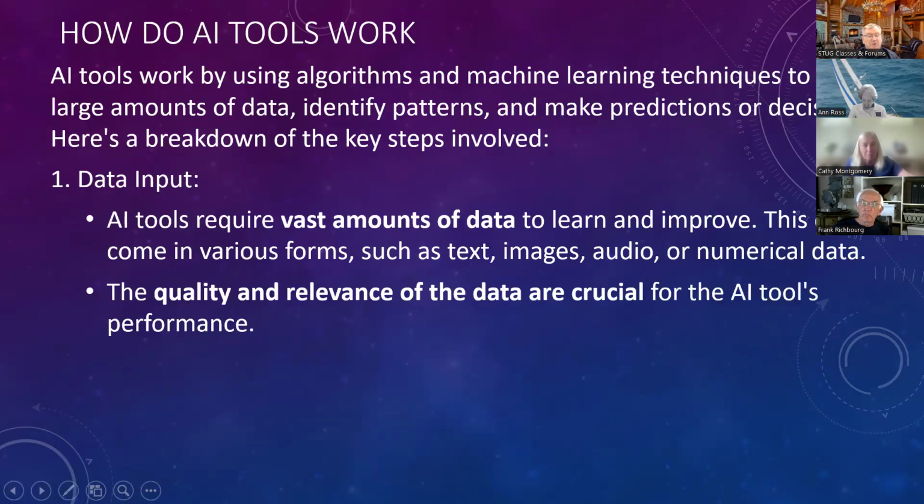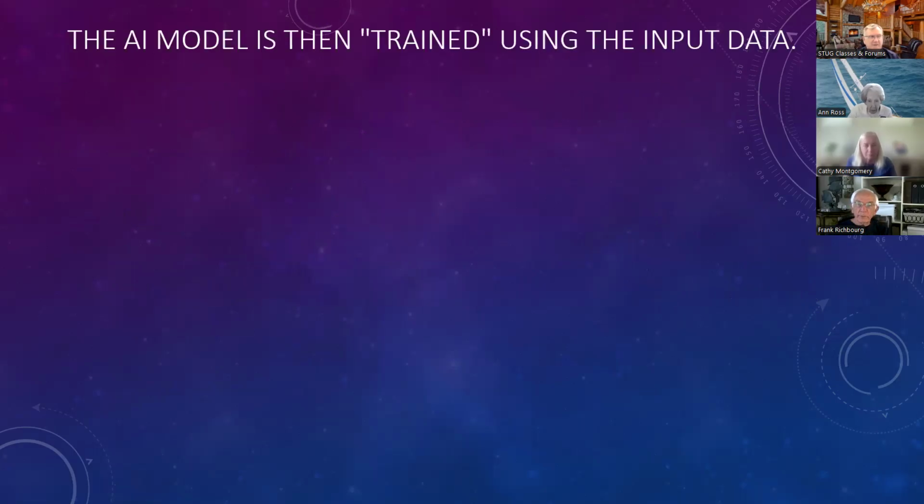Think about all the data that's on the internet. That's what it's trying to get. The quality and relevance of the data are critical for the AI tool's performance. The more data it gets, the better the AI tool is. So you don't see it gathering all this data. It happens basically before the AI tool even goes online.